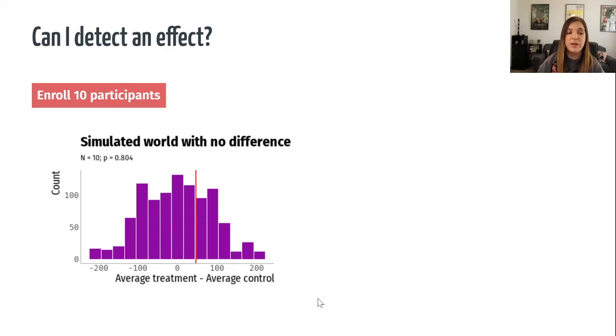This happens because my null hypothesis is super wide, because I have very few participants. Okay, so I have a lot of sampling variation. This is basically simulating a world where there's no treatment effect, and I just randomly take out 10 people where there's no effect and plot the difference between the treatment and the control group. Again, assuming that there's no effect. And as you can see, I cannot detect the effect.